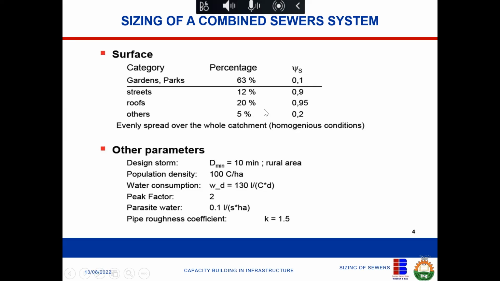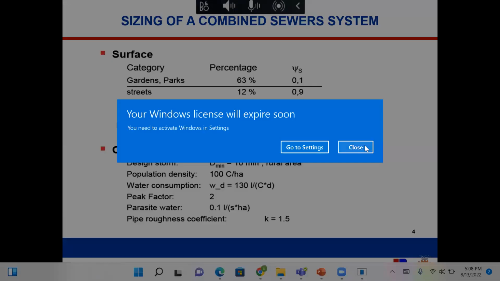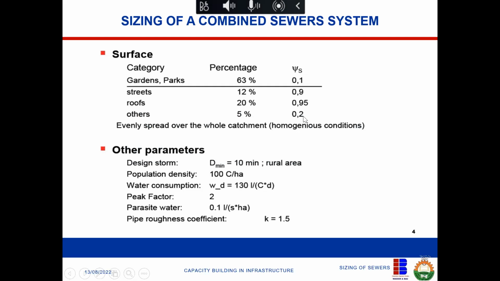The roofs constitute 12% of the catchment, and the roof has a runoff coefficient of 0.95. Then others that we can't account for, maybe interlock area, working area, or what have you, make up 5%, and the coefficient of runoff is 0.5. So if you add 63, 2, 12, 25, it will give you 100%. That is the entire catchment area, and these are the individual peak runoff coefficients.